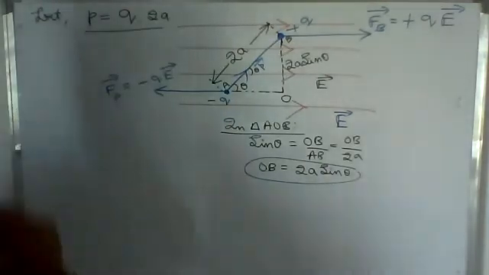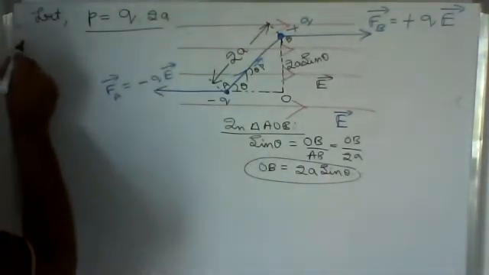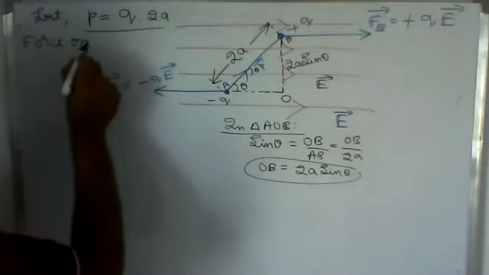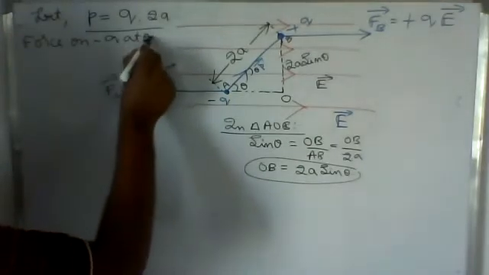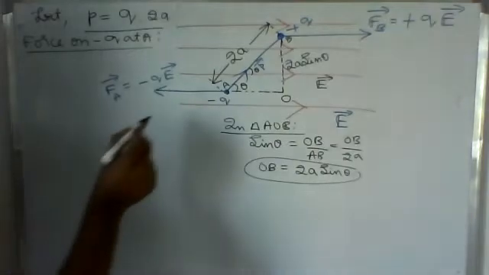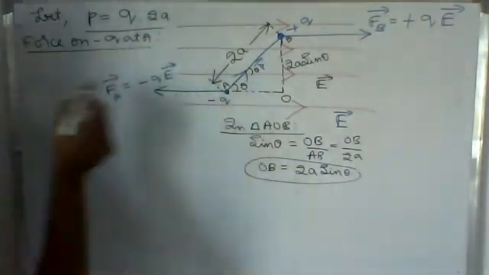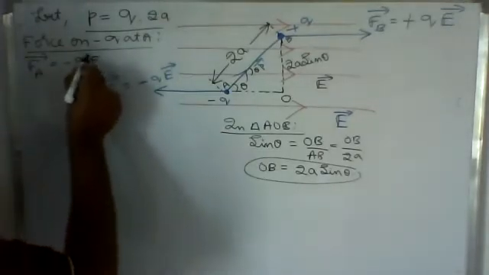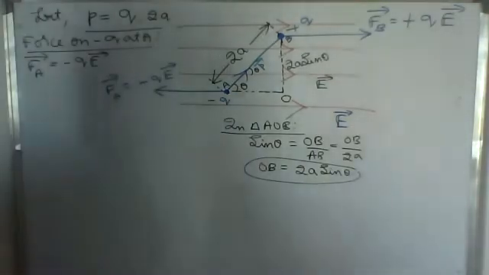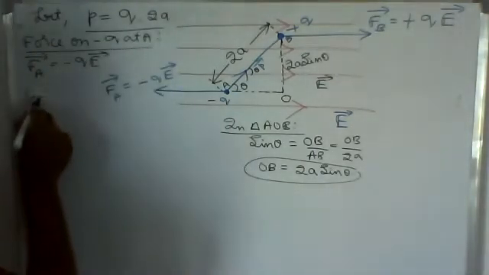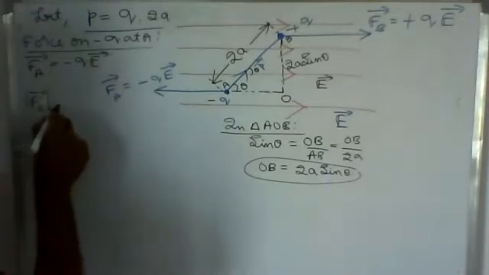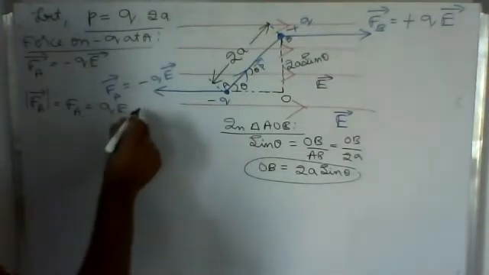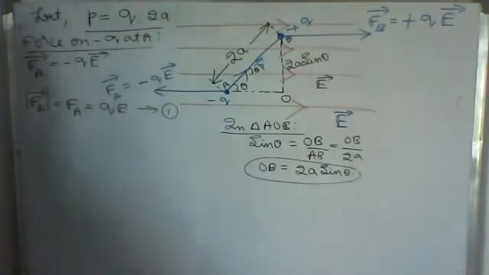So here the first step in the derivation is the force. Force acting on minus Q at A due to the electric field. That is FA vector is equal to minus Q into E vector. The magnitude of FA vector is FA, that is equal to Q into E. Now call this equation number 1.